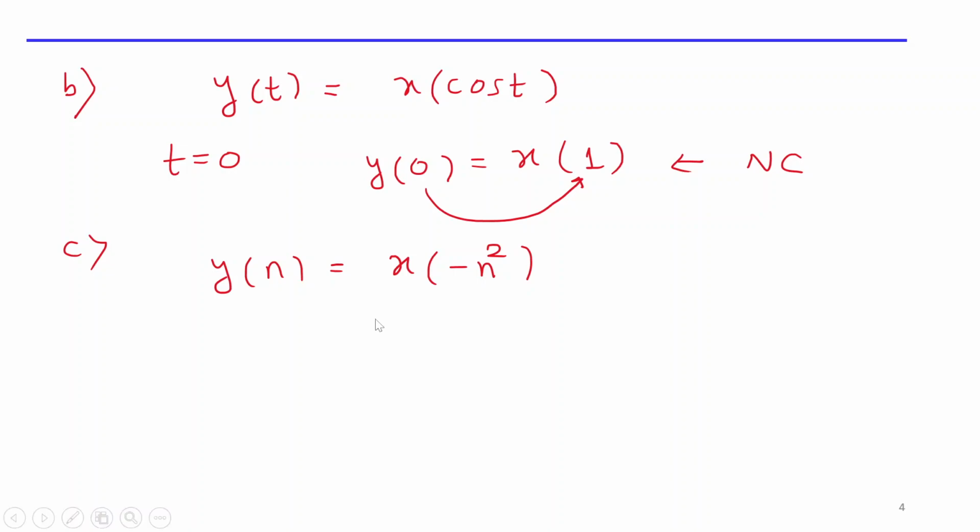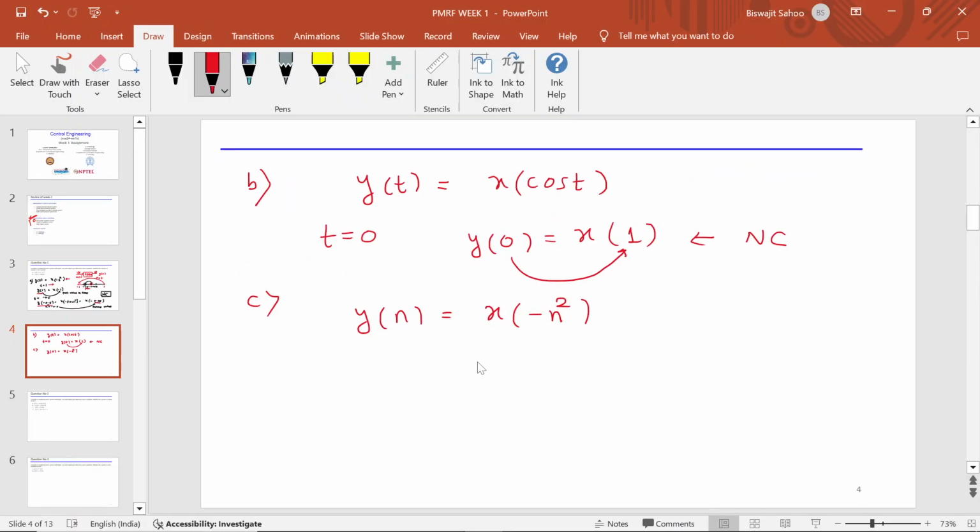Similar. Now just verify whether it is a causal system or non-causal system. That's why I'm giving this question. If you are saying that it is non-causal, then you have to tell me at what value of input you are getting a future value. So don't blindly say that it is a non-causal system. You have to tell me for what value of input you're getting a future output.